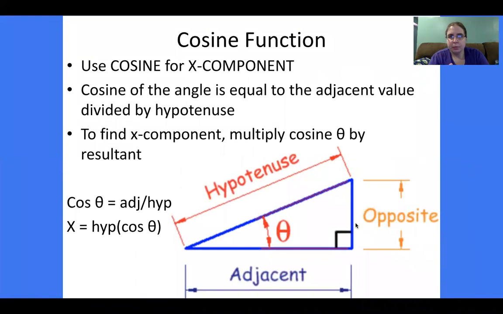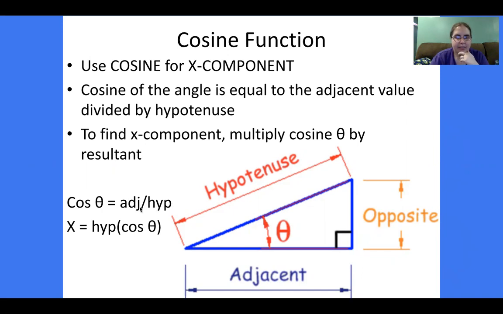And then for the x component, it's the same thing, except you use cosine instead of sine. So you use the cosine for the x component. So the cosine of theta, our angle, is equal to the adjacent, or x value, divided by our hypotenuse. So here's that equation. Cosine theta equals adjacent divided by hypotenuse. And you think of it as cosine theta equals x divided by hypotenuse.